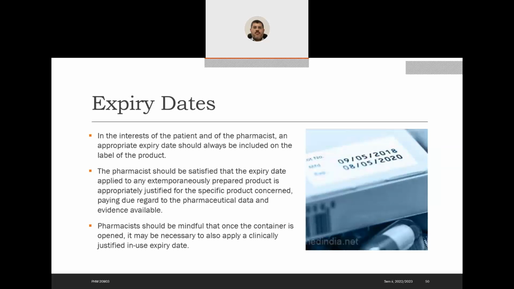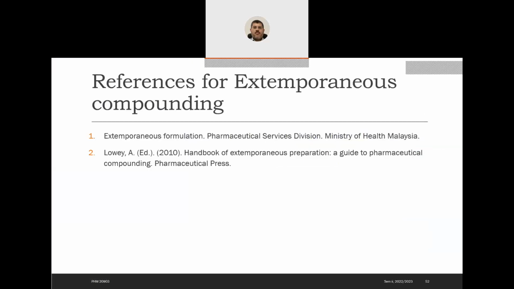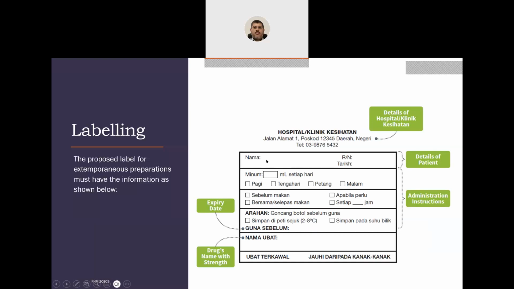And then you have to select an expiry date for your extemporaneous preparation. You have to write it on the label. How to choose the expiry date? It depends on the stability of your active ingredient in this formulation. So you should pay due regard to the pharmaceutical data and evidence available. If you have literature, if you have any stability study for your drug in this kind of dosage form, then you can follow it.